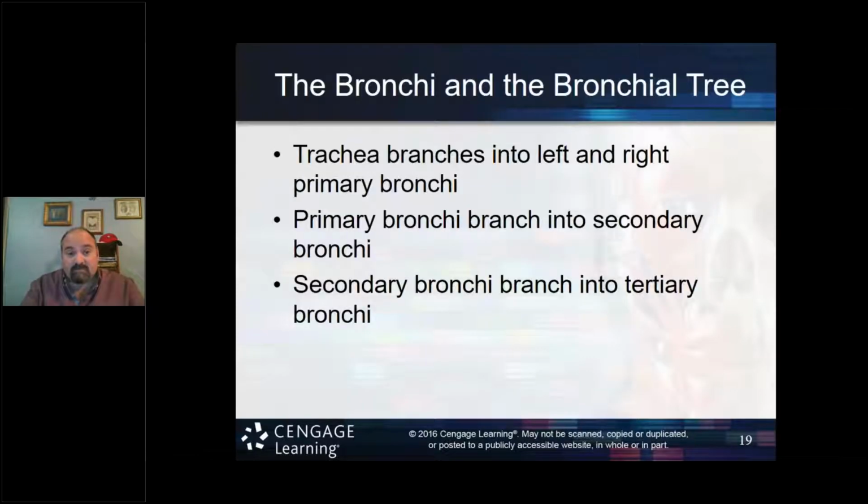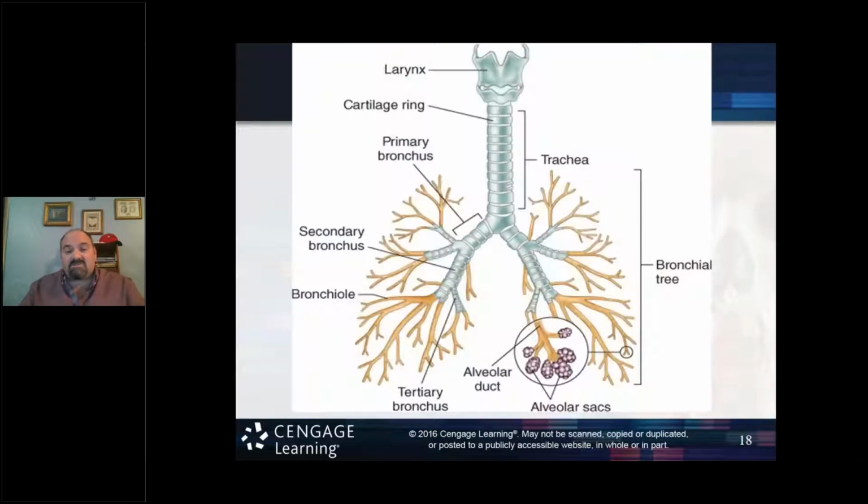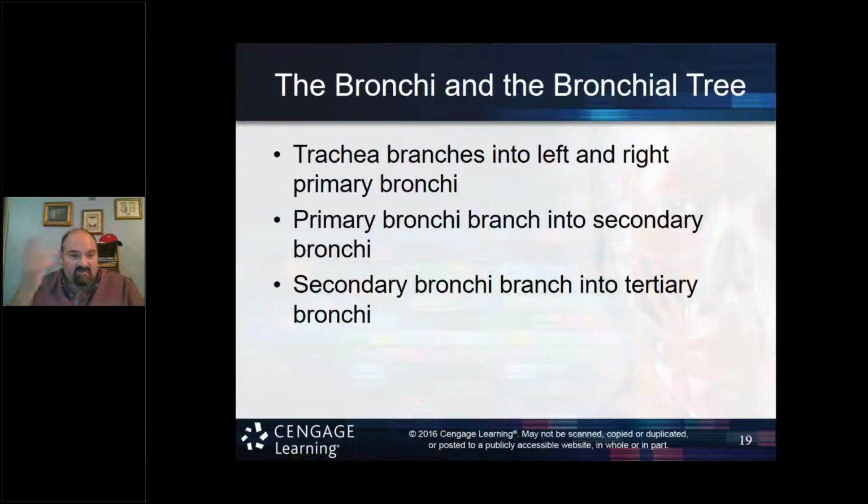lobes. And it's interesting when you think of it, it says bronchial tree, right? If we were to turn this upside down, flip it around, and have the trachea be the trunk, it does look like a tree. It truly does. Something to keep in mind to help you remember.